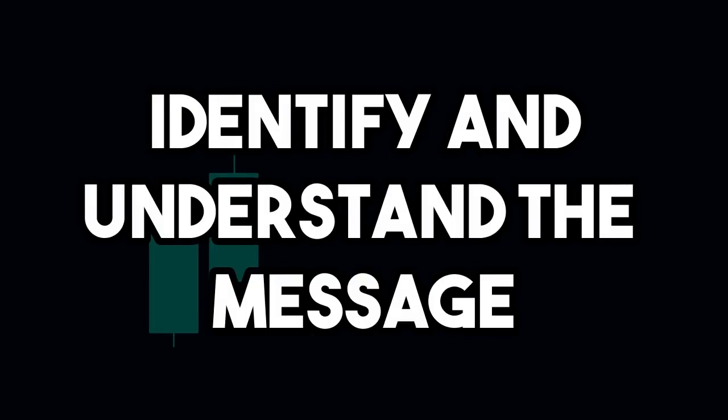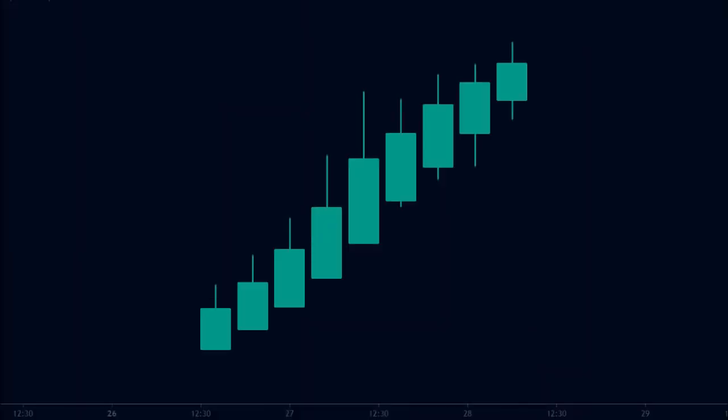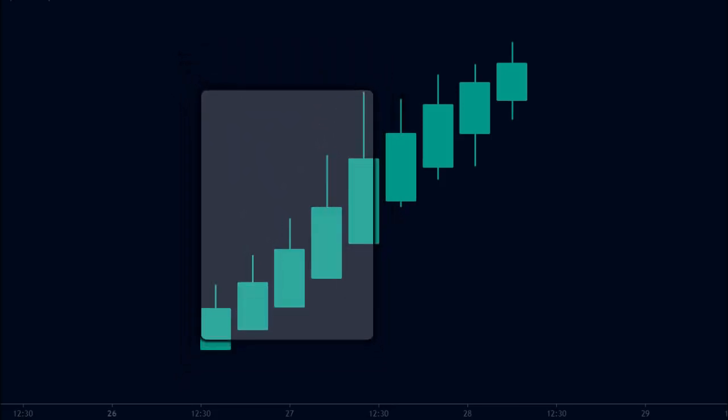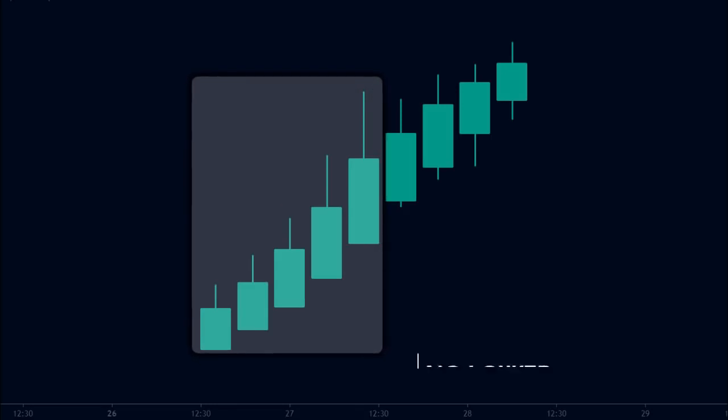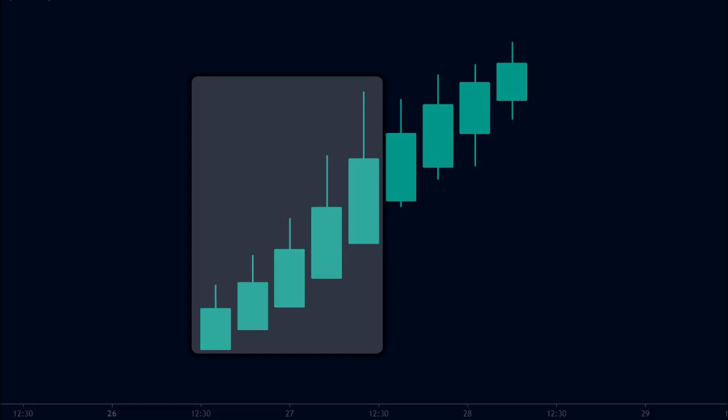Now, each and every Heikin Ashi candle conveys a certain message. Our job as traders is to identify and understand the message. So let us now look at how to read Heikin Ashi candles. This is how Heikin Ashi candles look in a typical uptrend. As you can see, the trend starts with the first green candle. As new candles are formed, we see that the body of each candle keeps on increasing. And there are no lower wicks formed. This shows us that the price is in an uptrend with a rising momentum. In other words, we can say that the uptrend is gaining strength.